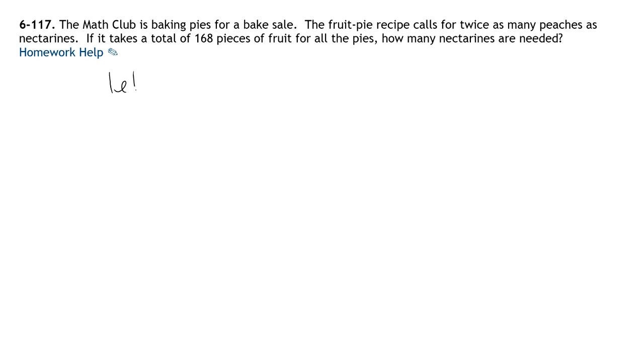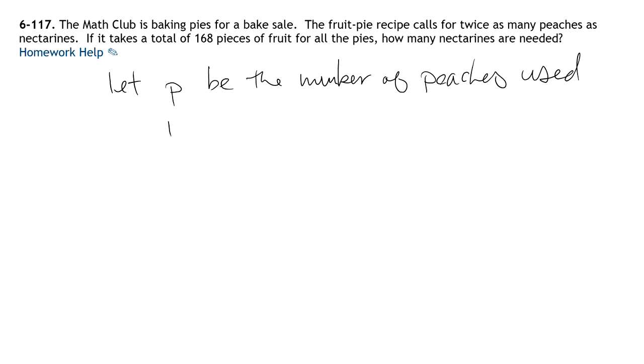So I'm going to let P be the number of peaches used. And then it shouldn't be a big surprise, I'm going to let N be the number of nectarines used. It's kind of nice, sweet and a little tartness there. So the first thing it says is the fruit pie recipe calls for twice as many peaches as nectarines. So in other words, the peaches, that's twice as many as the nectarines.